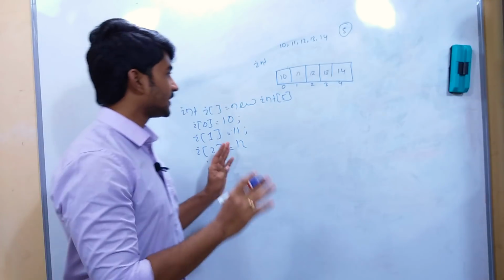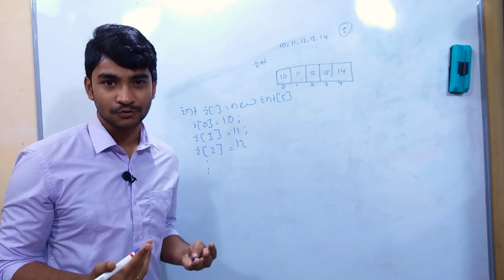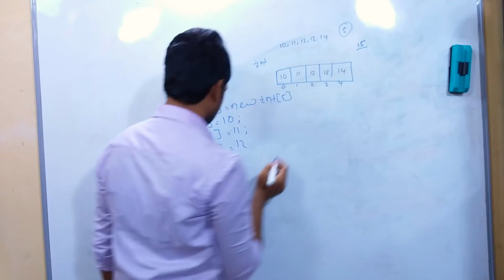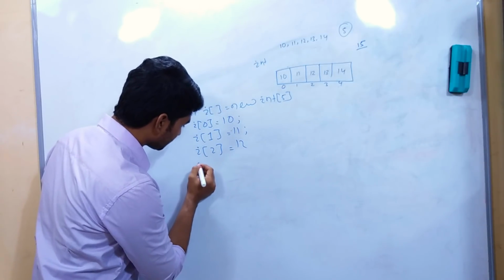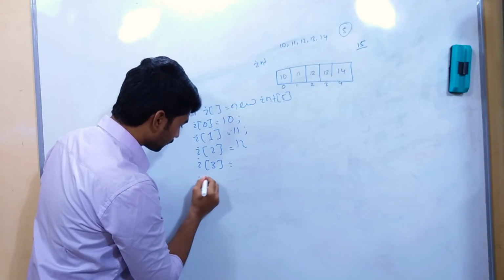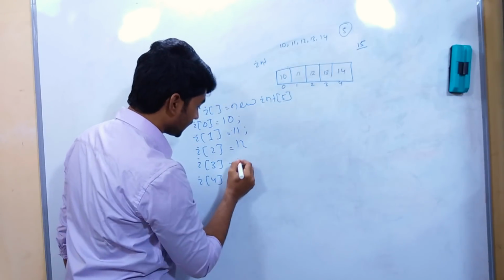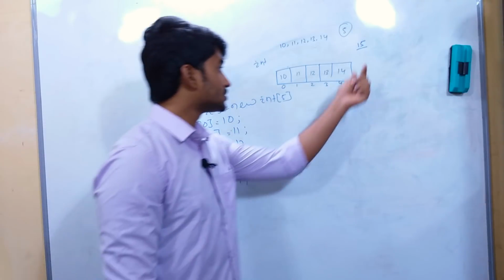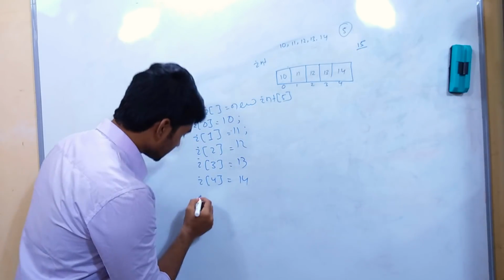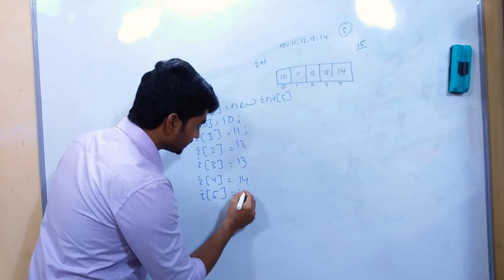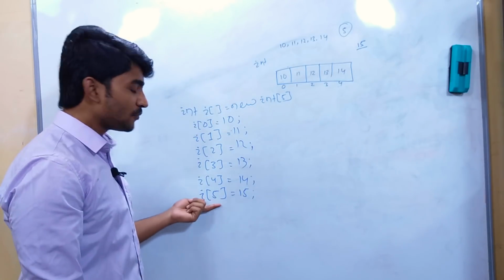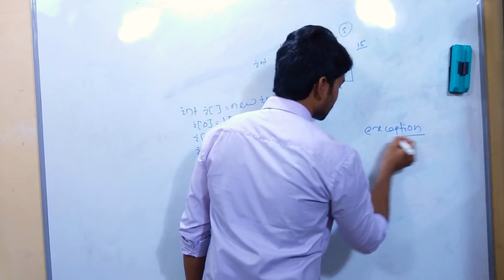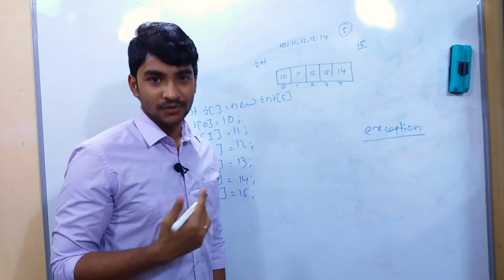Right now everything works fine for me. But let's say now I have a requirement: I want to insert another element, 15, here. Up to how many indexes do we have right now? We have i[3], which is 13, and i[4], which is 14. Up to 14 we have entered the elements. Now I want to insert 15. Can I do i[5] equal to 15? The moment you do this, you are going to get an exception. Can you guess which exception? You are going to get an ArrayIndexOutOfBoundsException.